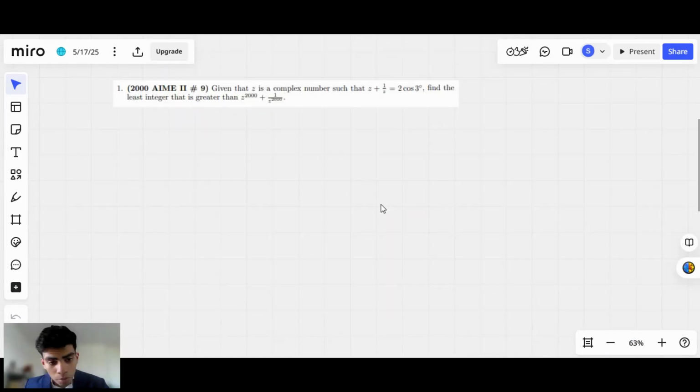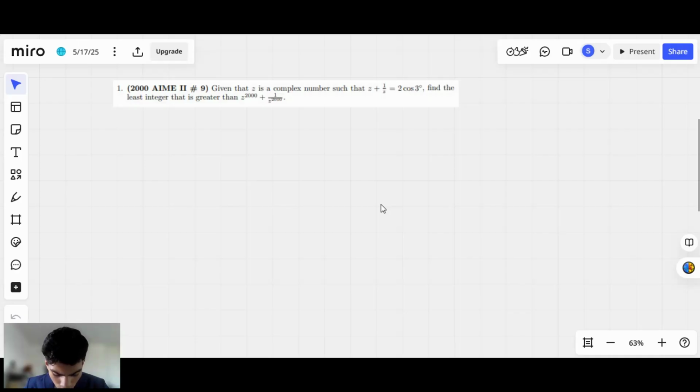So now let's look at a similarly structured problem which appeared on the 2000 AIME 2, and it was the ninth problem. It reads: given that z is a complex number such that z plus its reciprocal equals 2 times cosine of 3, find the least integer that is greater than z to the 2000 plus 1 over z to the 2000.